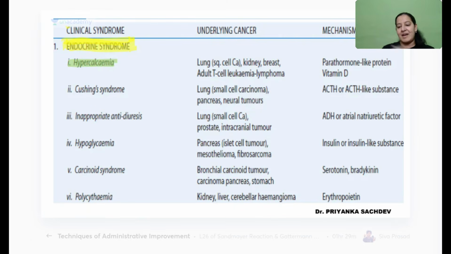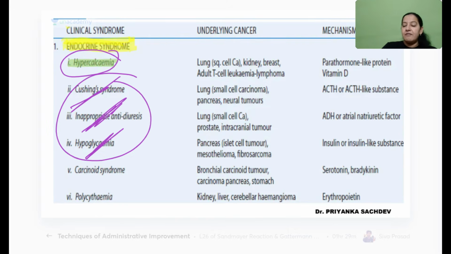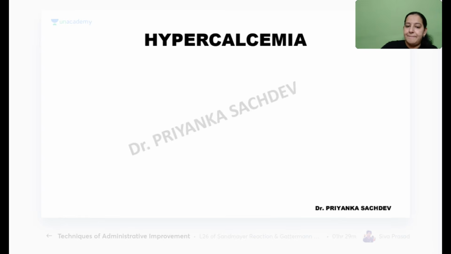Anyways, coming to the next paraneoplastic syndrome: hypercalcemia. We are done with Cushing. We are done with SIADH. We are done with hypoglycemia. In all of them, first learn what it is. Second, learn in what tumors it presents. Third, what are the symptoms? Fourth, what is the treatment? So make a table of it. The table is given in the initial portion of my lecture. So learn that table, just modify it. Coming to the next heading, hypercalcemia.